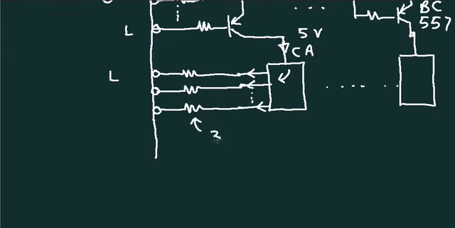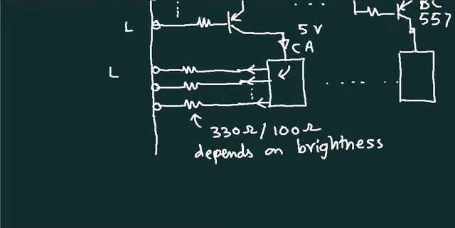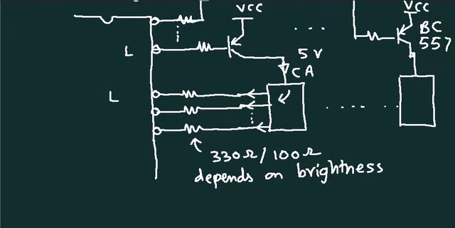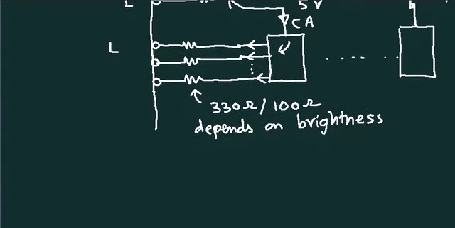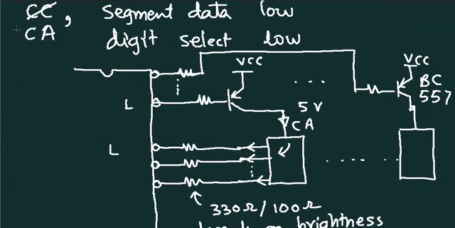This current limiting resistor can be 330 ohms or maybe even 100 ohms, depending on the brightness required. We cannot make it excessively small, otherwise the current will be more. Now, since this is a multiplexed display, even though the current is high, it is going to flow for a small time. So, the average current will be less than the peak current. So, if it is a common anode display, then the connections will be like this.